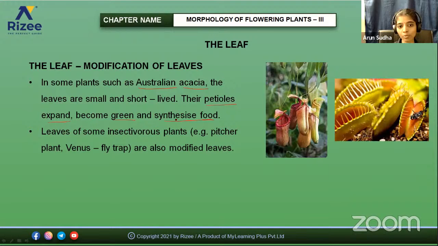So here the petioles synthesize food, and leaves of some insectivorous plants are also modified. So for example, for insectivorous plants, pitcher plant and Venus flytrap are also modified leaves. For example, if you take Nepenthes, that is a leaf picture.